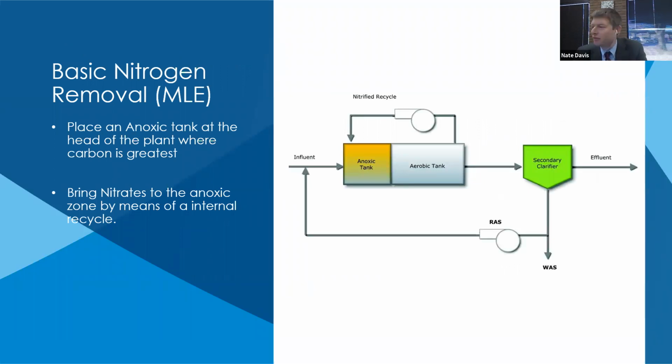And then here's just an illustration of one of the most basic total nitrogen removal plants. The thing about denitrification is you do need ample carbon to make that happen. So your nitrates exist at the end of your aerobic zone, but that's also where you have the least amount of carbon. So in the MLE process, what we do is put an anoxic zone ahead of the aerobic zone, and we bring the nitrates back into that anoxic zone to be denitrified by means of a recycle pump.